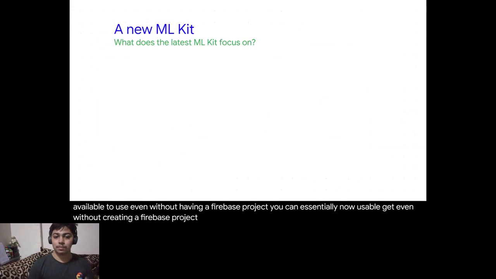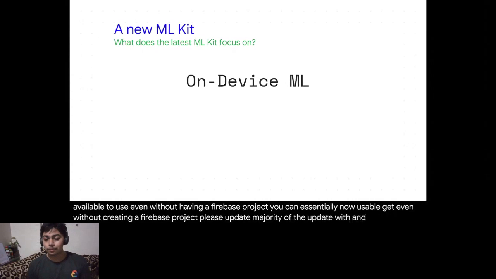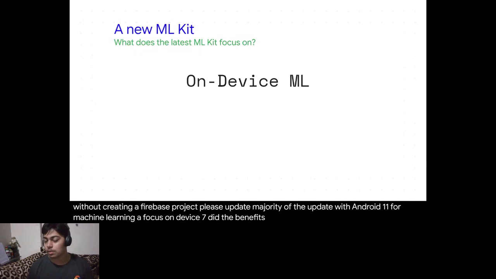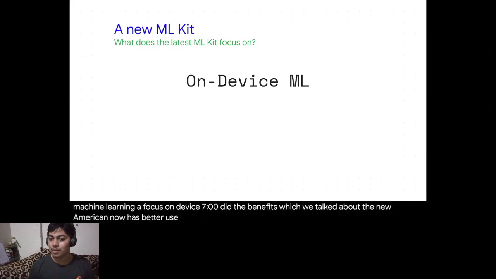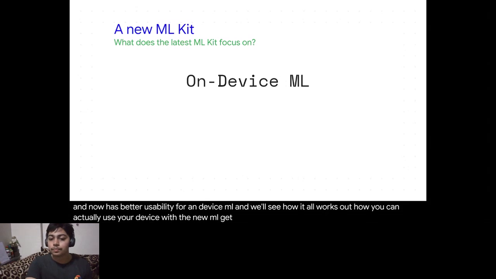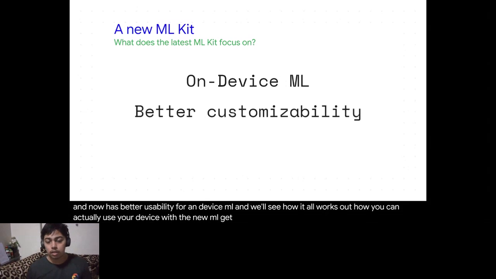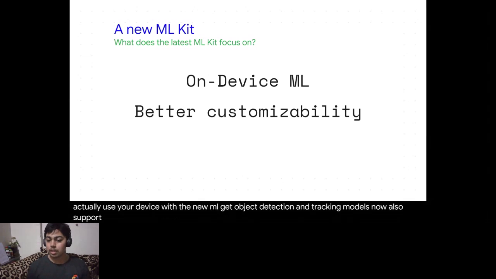As I said earlier, the majority of the updates with Android 11 for machine learning are focused on on-device ML due to the benefits which we talked about. The new MLKit now has better usability for on-device ML, and we'll see how you can actually use on-device ML with it. The MLKit image classification and object detection and tracking models now also support custom models.